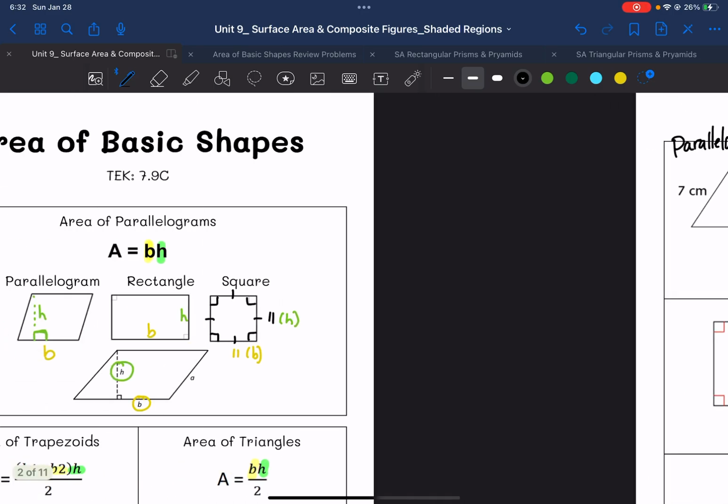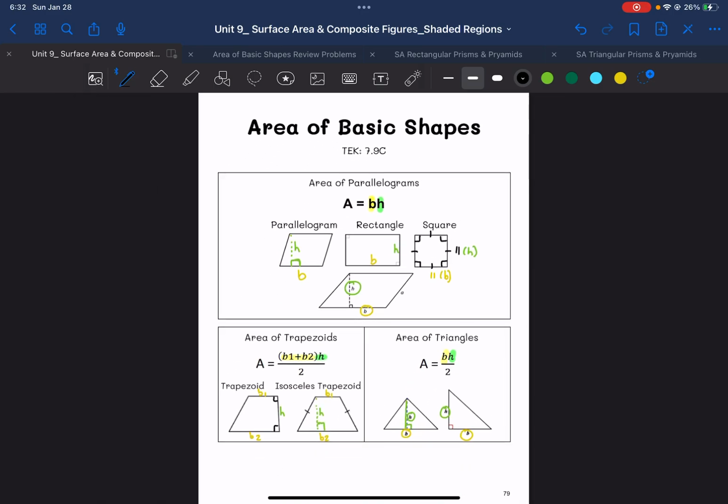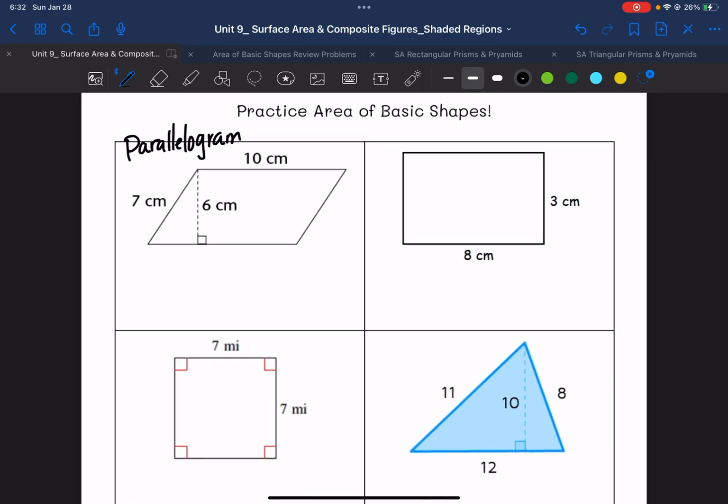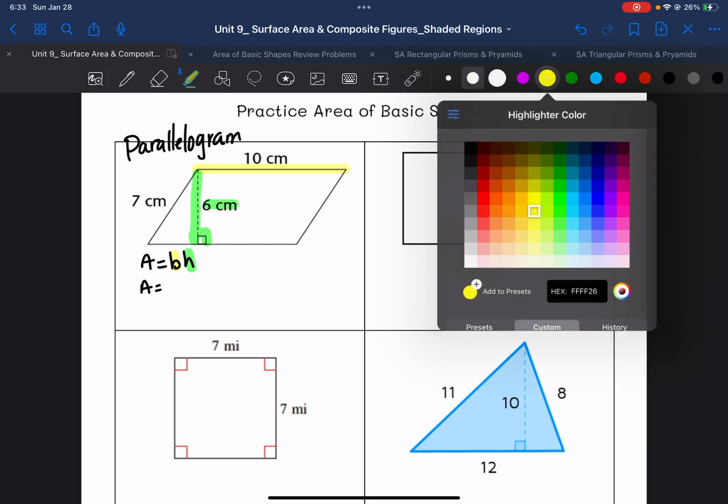If we look back at parallelogram, its area equals base times height. So I'm going to write area is equal to base times height. Remember, our base is yellow and our height is green. So here, the base, let me highlight it, is going to be 10. And the height, again, I'm looking for where I can trace the H, would be 6.